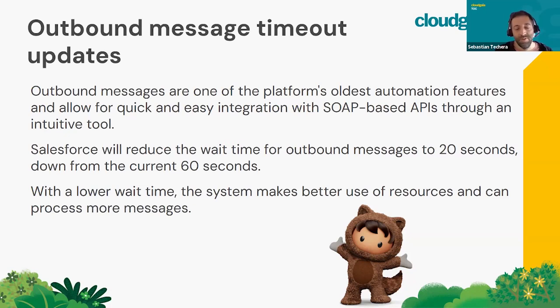One comment that I want to leave here is that I know outbound messages are something old that maybe you are not using with the newest practices, but be careful if your system is old and maybe you have an implementation that was done 5 or 10 years ago. Check if you have one of those, because now the wait time is being reduced. Now it's 20 instead of 60. Check if you have any outbound messages and check the timeout.